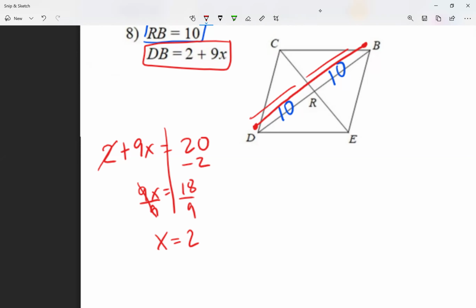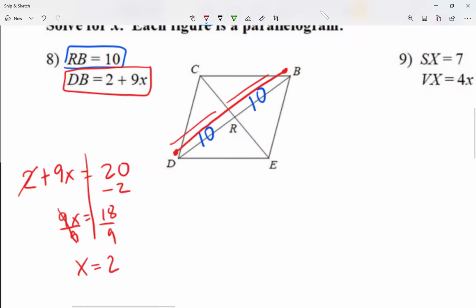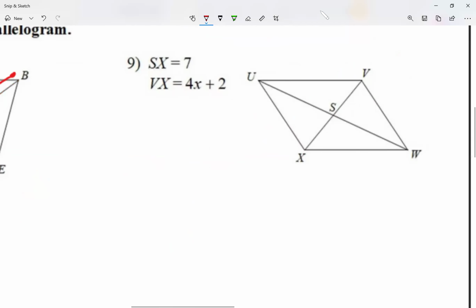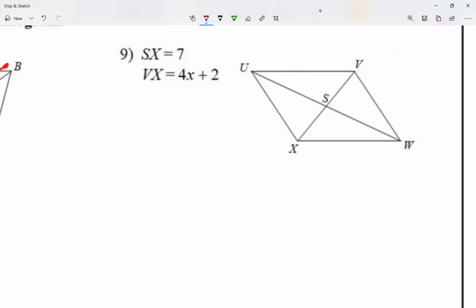Cool, that's not bad. I'm going to be working up to question number 11. So let's take a look at question number 9. Let me start with this segment right here, the one that is all numerical. SX is 7, so this is 7. So I'm going to say SB is also 7.